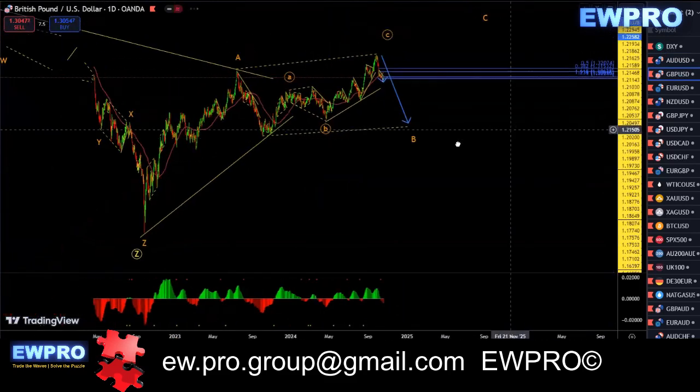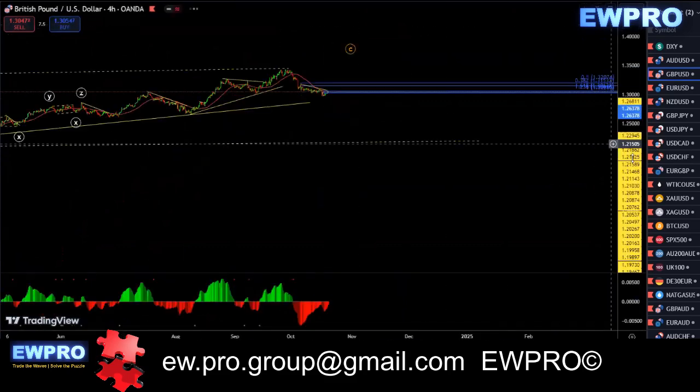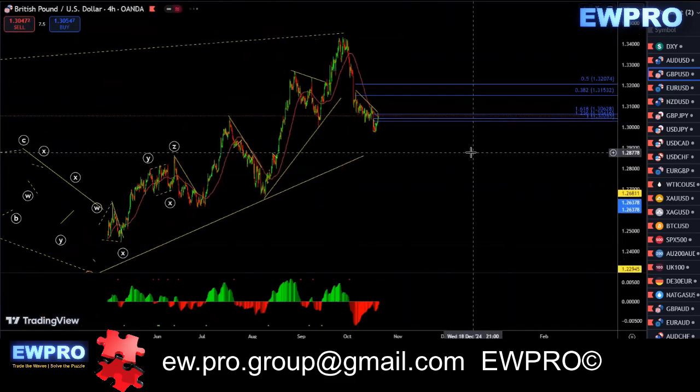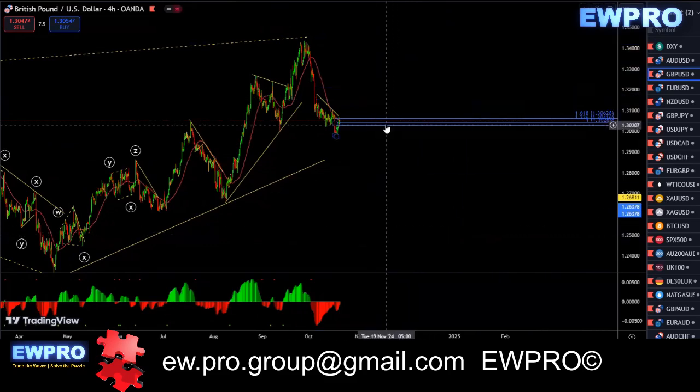GU, you can see what I'm looking at. I'm looking for this C down to finish off this B wave before we get more upside. On the daily, H4, I'm waiting for a correction. Like many of the others, I'm waiting for corrections.